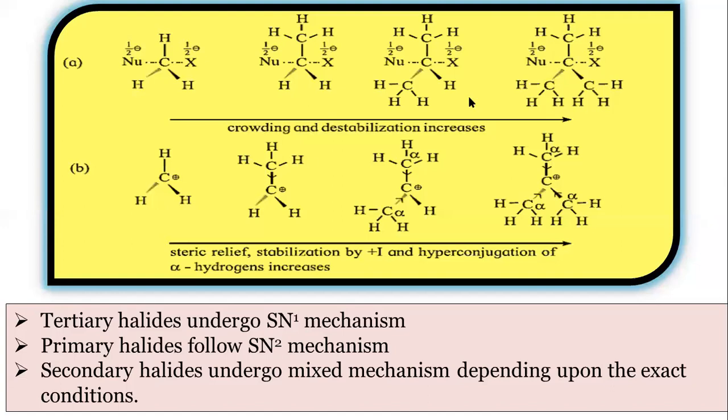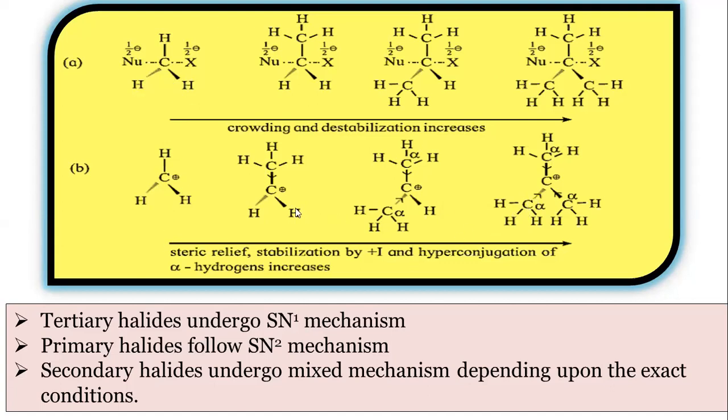Then next point, see this diagram, it clearly indicates what is happening. This is the transition state of the SN2 reaction. This is also CH3. Bulkiness increases here. If the bulkiness increases, the crowding also increases and the rate of the SN2 reaction decreases. If the bulkiness is more, it is difficult for the nucleophile to attack here. This CH3 is a bulkier group. It is very difficult for the nucleophile to attack here. So in the SN2 reaction, primary alkyl halides are favorable.